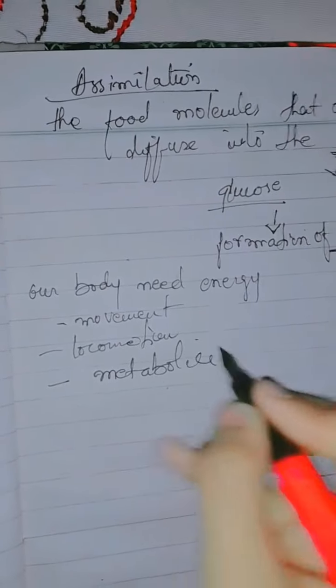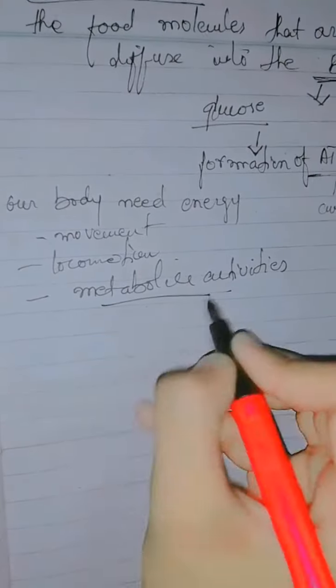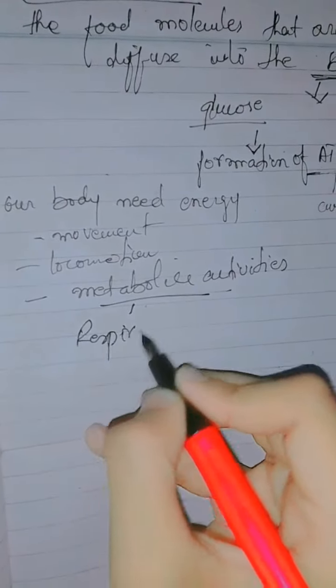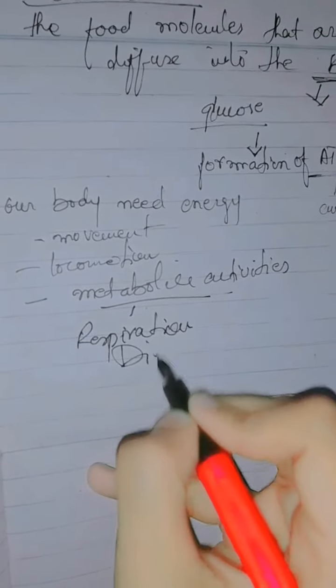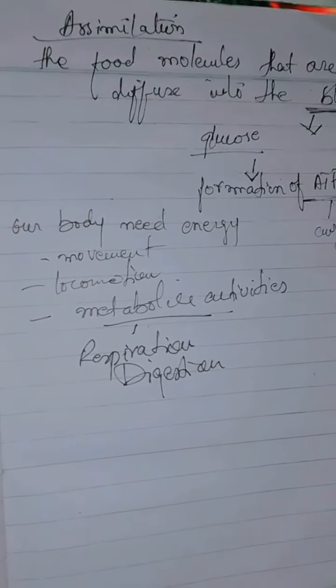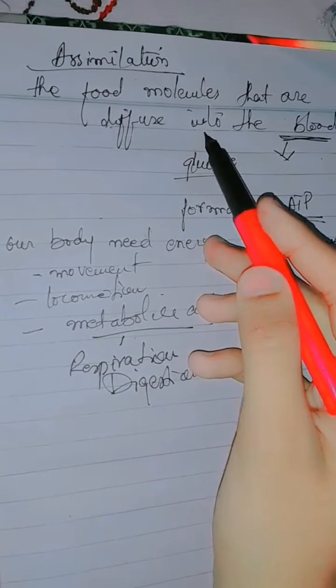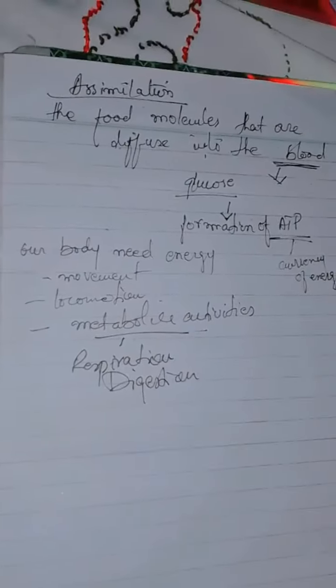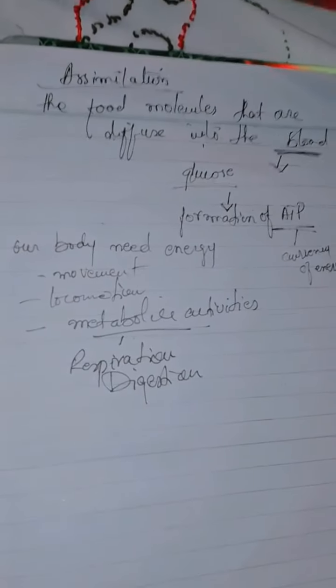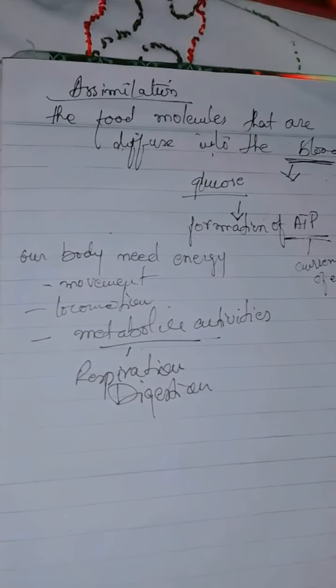Our body needs energy for metabolic activities like respiration. For digestion, our body needs energy. For different metabolic activities our body needs energy, so it will utilize these food molecules all over the body. Now this was the assimilation process: the food molecules that were diffused into the blood, now the blood will supply these food molecules, means it will provide energy all over the body.